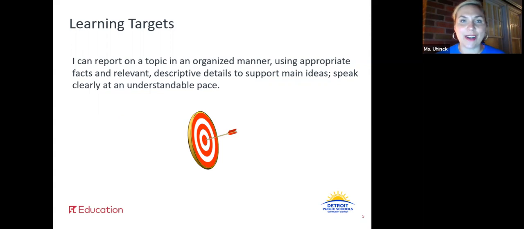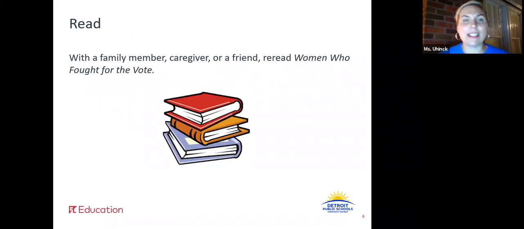You're also going to work on your speaking skills. You're going to speak fluently and clearly and at an understandable pace. So an understandable pace is not too fast and not too slow. All right, you're going to want to remember that later as you share your writing activity. So what I want you to do right now, with a family member, a caregiver, or a friend, is reread our text this week, Women Who Fought for the Vote. Pause this video and go ahead and reread that text now.